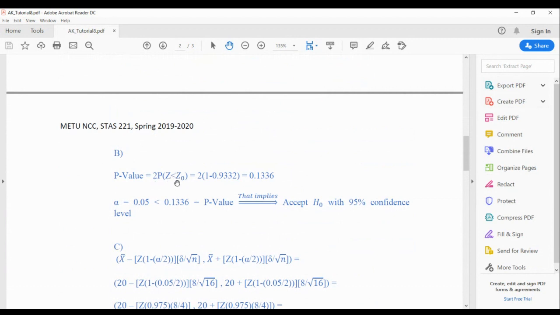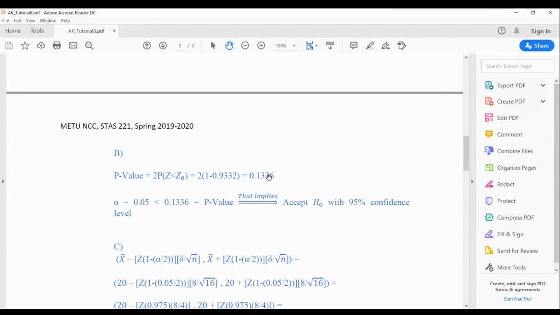Okay, so what does it mean? Z less than Z0, which is our test statistic. We already know about this value. What is that? Minus 1.5. In order to calculate it, as we know, whenever we have a negative value here and we have less than, it's just good enough to write the complement of that because of the symmetric property of a standard normal distribution, or any normal distribution that you know. Okay, so this value happens to be our p-value.